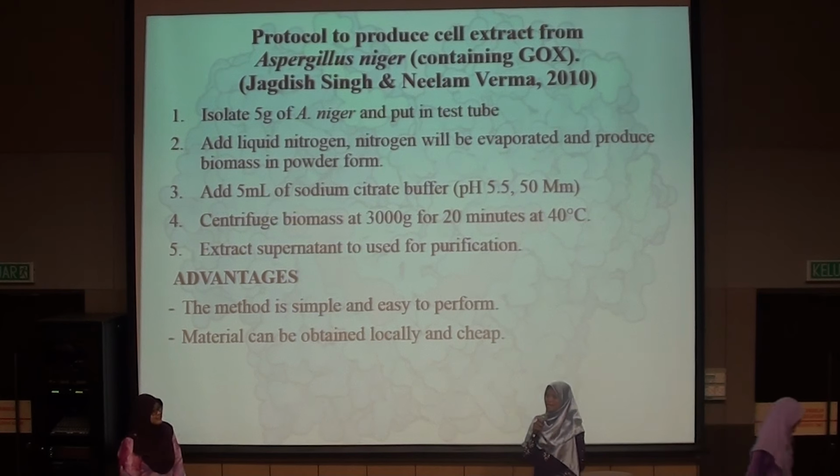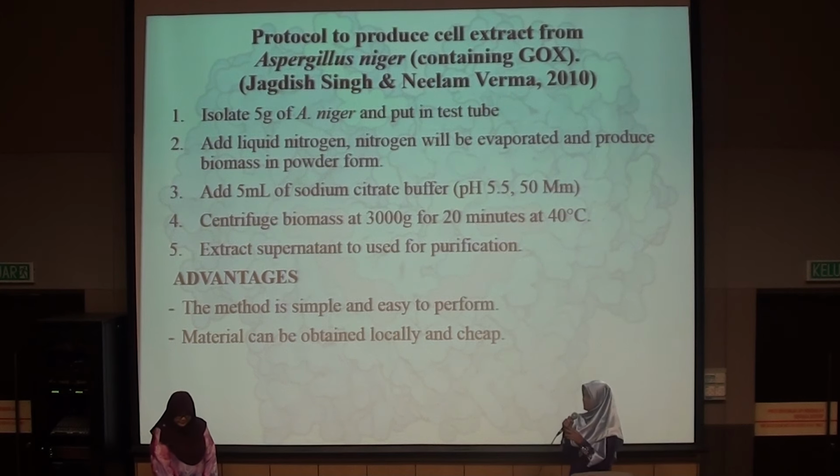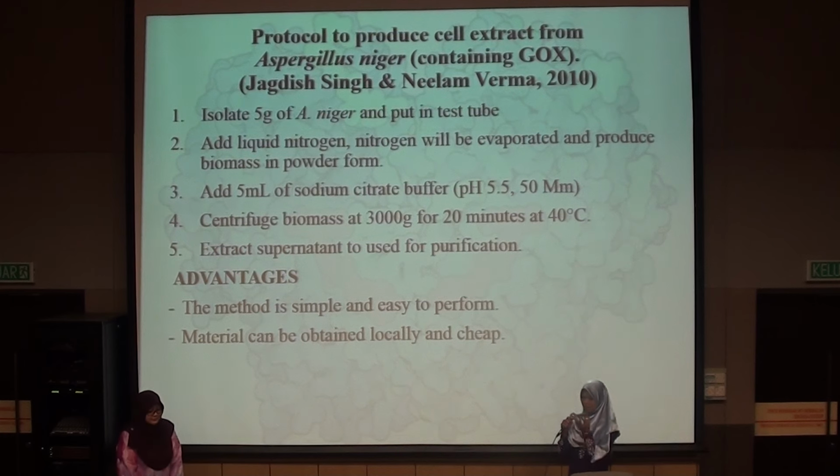Okay. Now I will explain how to extract glucose oxidase from Aspergillus niger. First, we have to isolate the Aspergillus niger. Then we put it in a test tube and add liquid nitrogen to the test tube. The nitrogen will evaporate and biomass will be produced in powder form.